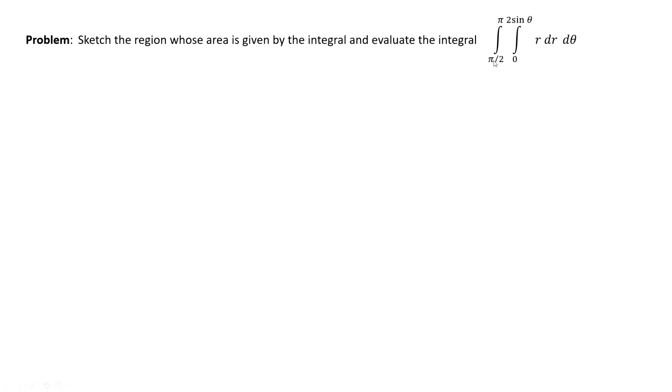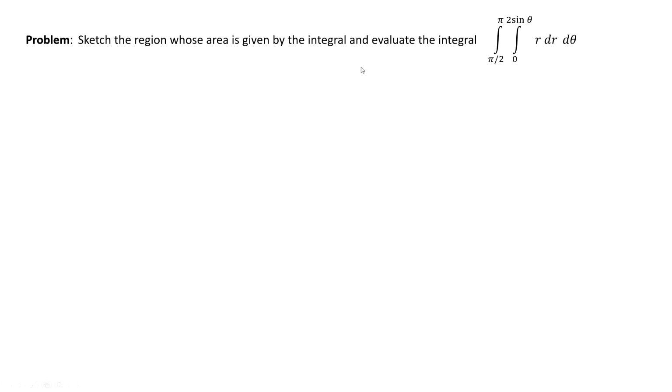What does that mean? Pi over 2 to pi. What are the limits on? Obviously, the outer one, right? So theta. Oh, this is saying theta equals pi half to theta equals pi. All right. What about 0 to 2 sine theta? 0 to 2 sine theta is r equals 0 to r equals 2 sine theta.